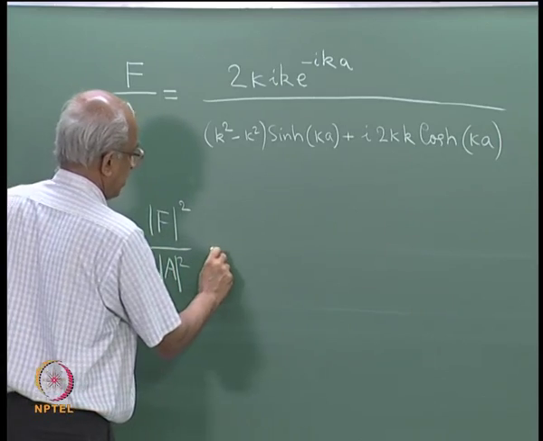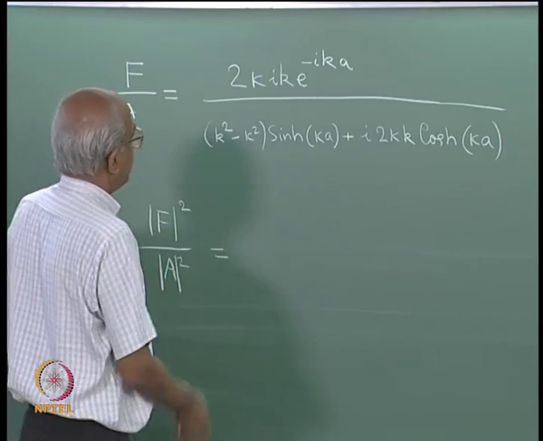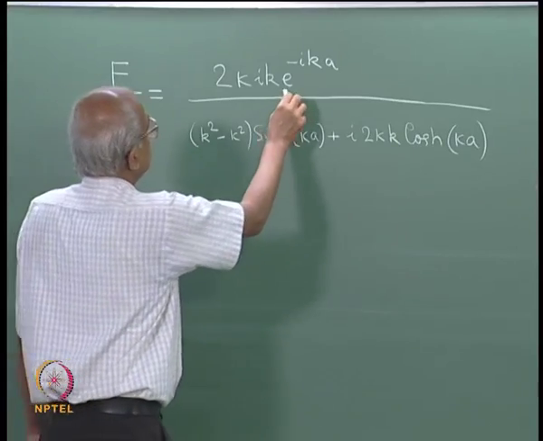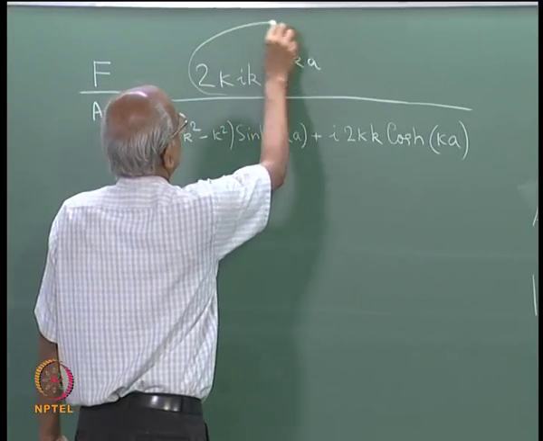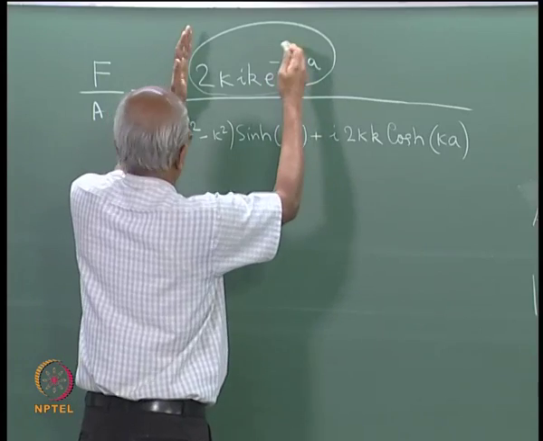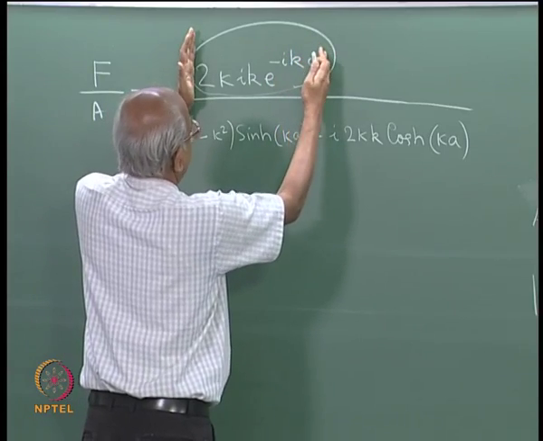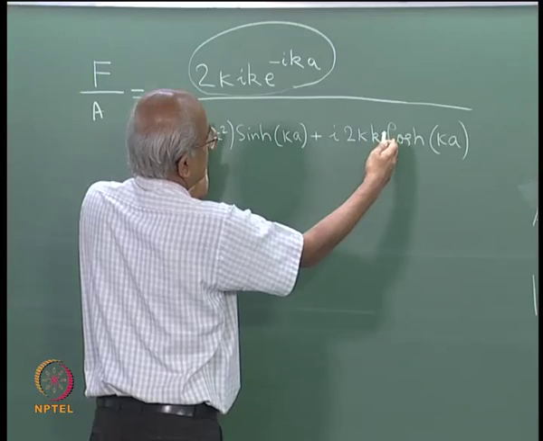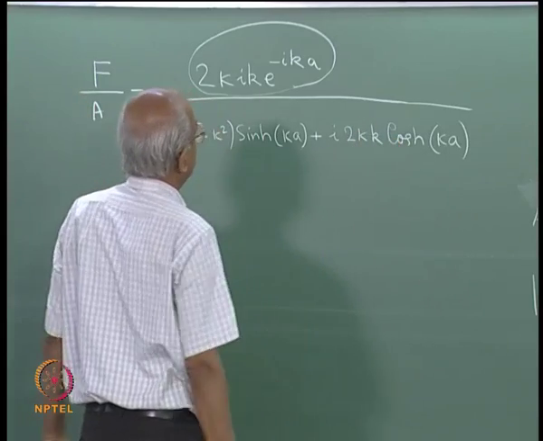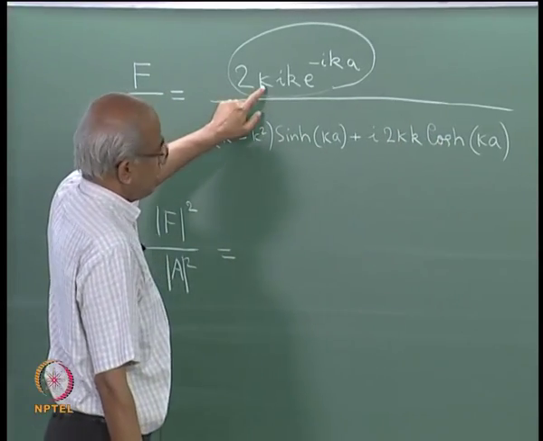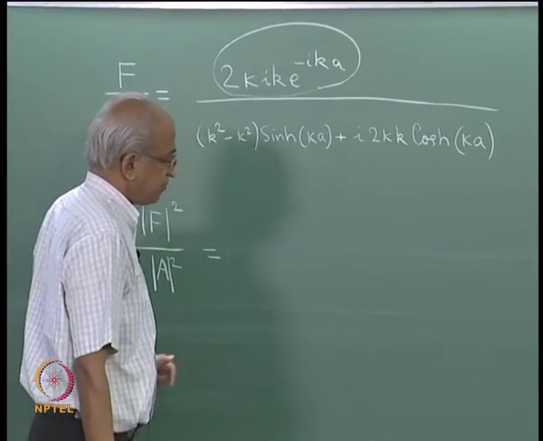the magnitude of A squared. And so therefore, I want to calculate this. How will I calculate this? Well, I shall calculate the magnitude squared of that quantity and divide it by the magnitude squared of that quantity. That is all that I need to do. So let me first calculate the magnitude square of this quantity.